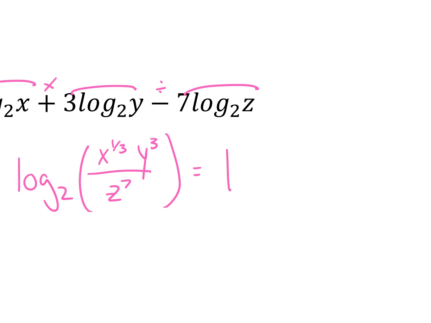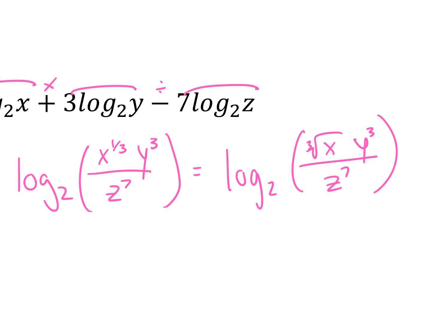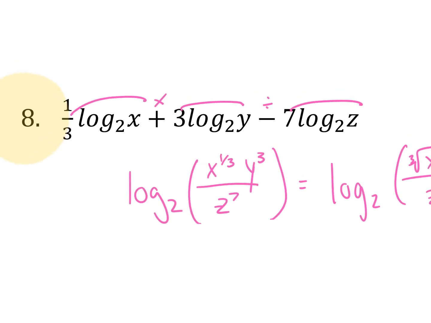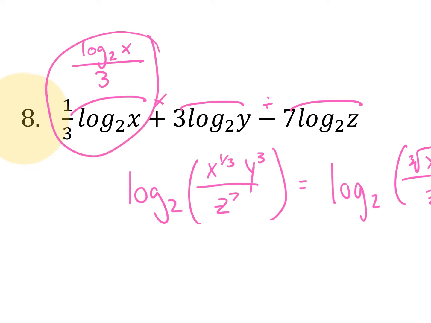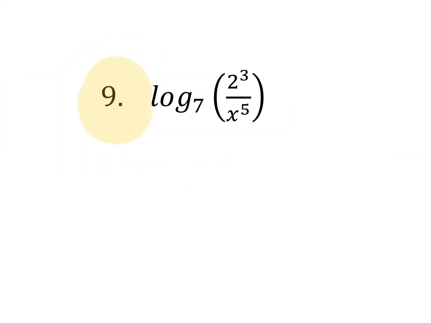You can also write this as log base 2 of the cubed root of x times y cubed over z to the 7th power. That's fine too. Either way. If you see a question like this, it could also be written as log base 2 of x over 3, which these two things mean the same. Just a different way of writing the 1/3. Yes. How would I expand number 9?